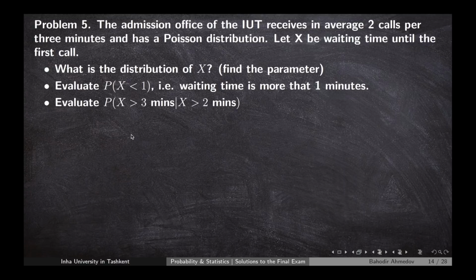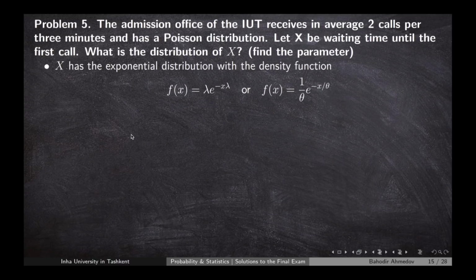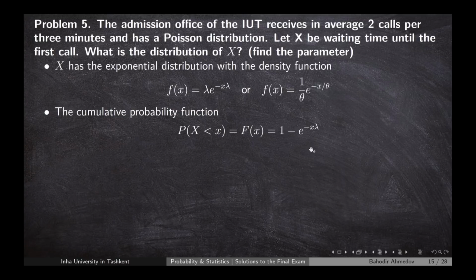So if the number of calls has the Poisson distribution, then the amount of waiting time between 2 consecutive calls is going to have the exponential distribution with the following density function. And it is also noticeable that the cumulative probability function for the exponential distribution has this formula, where this F of x means the probability that the waiting time is less than the small x.